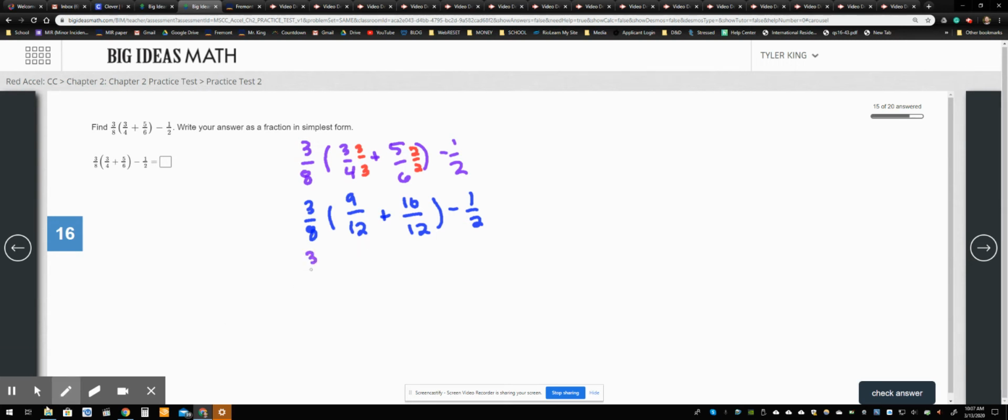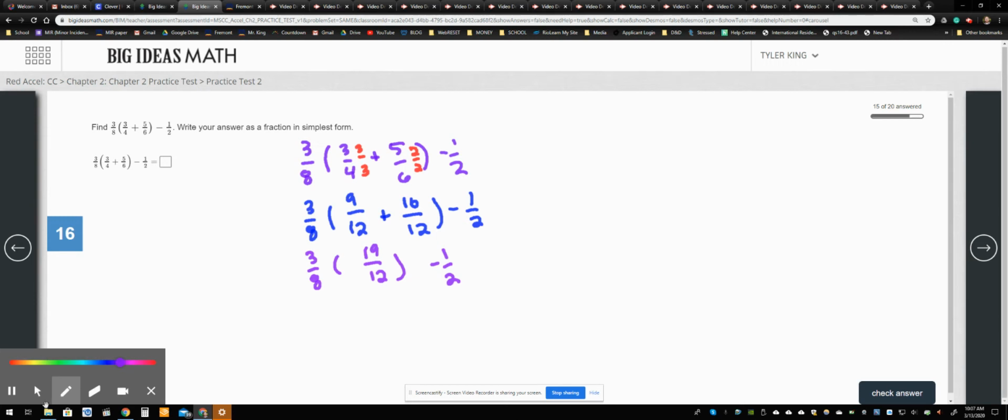So we end up with 3 over 8 times the quantity of 9 plus 10, which is equal to 19 over 12, and then minus 1/2. Okay, next, as we look at this, we're going to do our multiplication piece next.